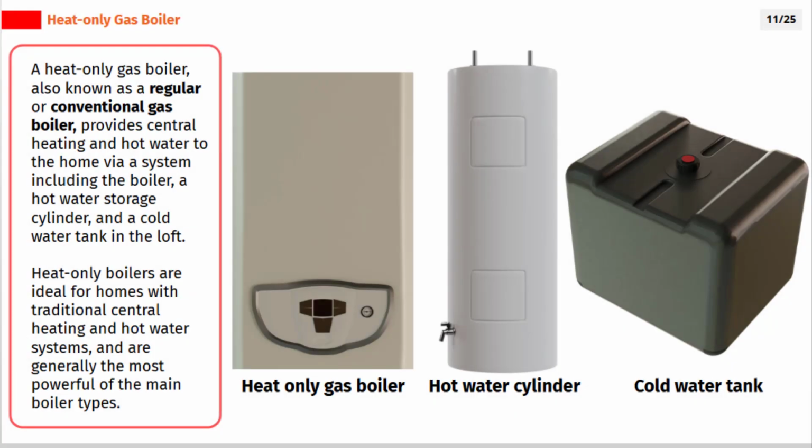A heat-only gas boiler, also known as a regular or conventional gas boiler, provides central heating and hot water to the home via a system including the boiler, a hot water storage cylinder, and a cold water tank in the loft. Heat-only boilers are ideal for homes with traditional central heating and hot water systems, and are generally the most powerful of the main boiler types.